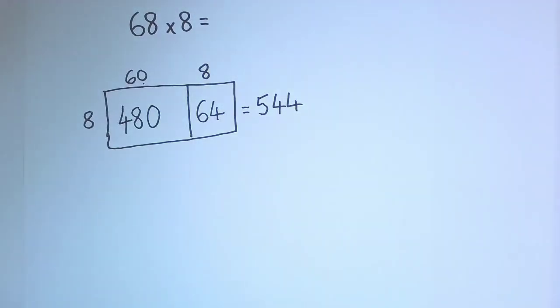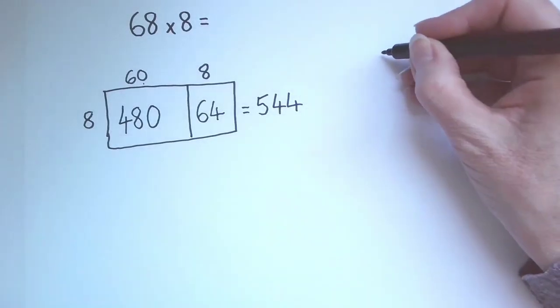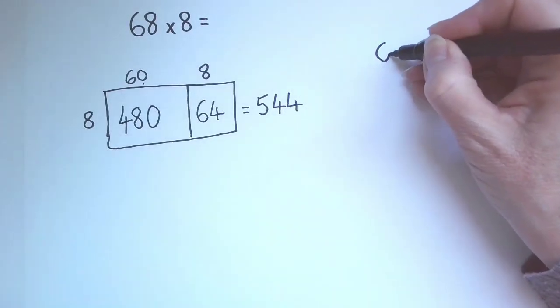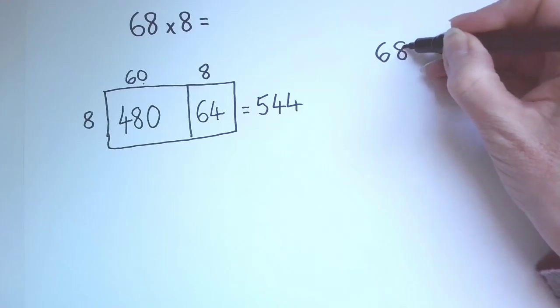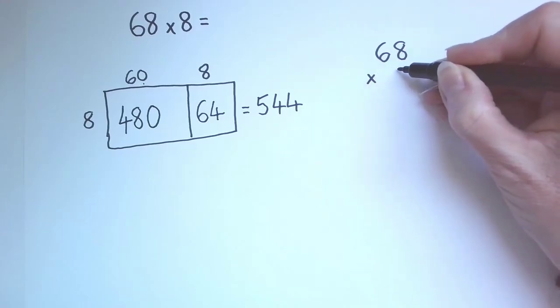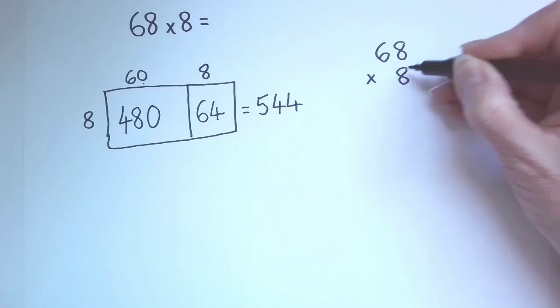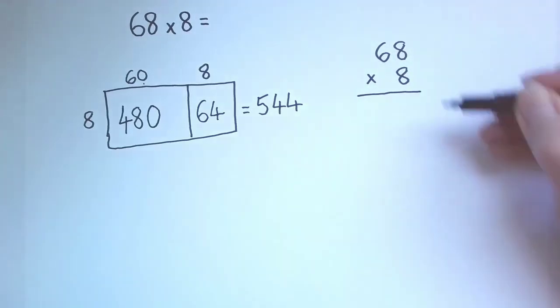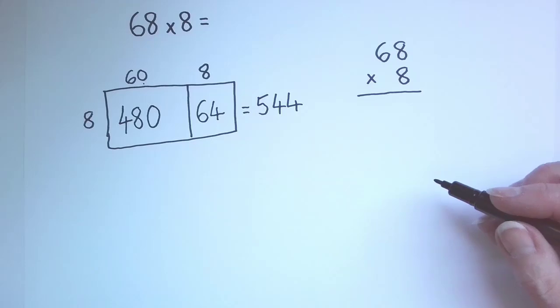So we have another way we can record this method, or multiplication, and that is by setting it out almost in the column. So sometimes it's called column multiplication or short multiplication.